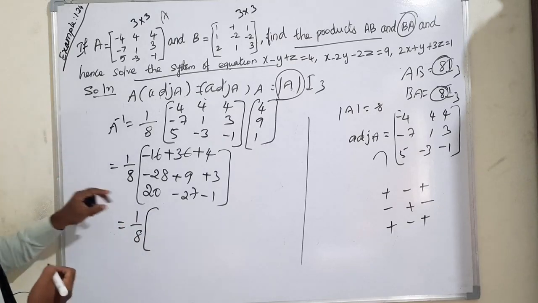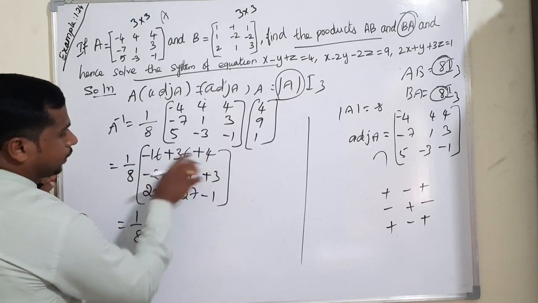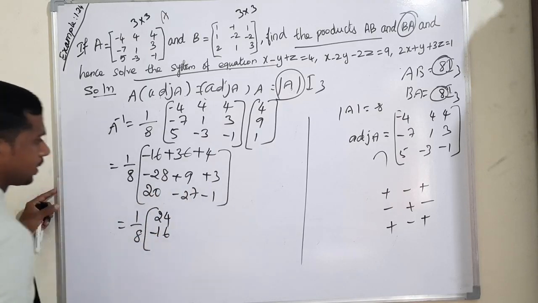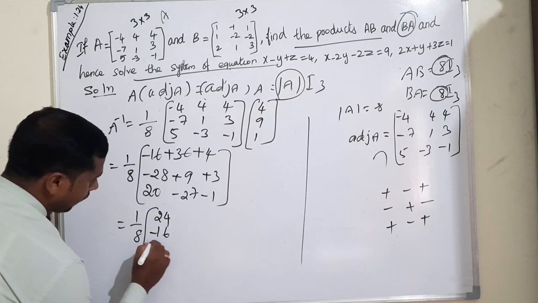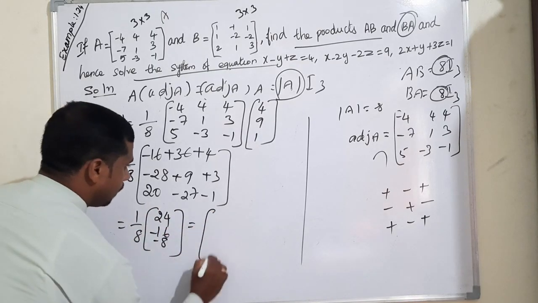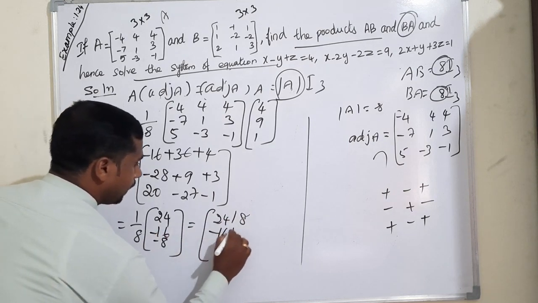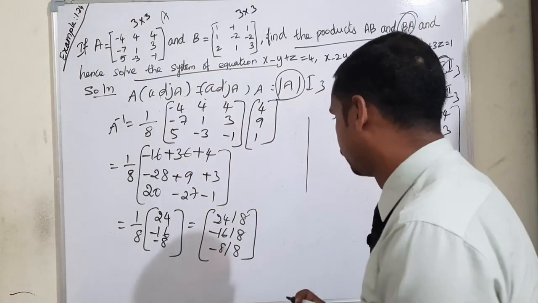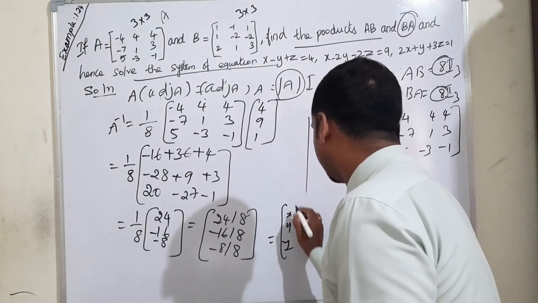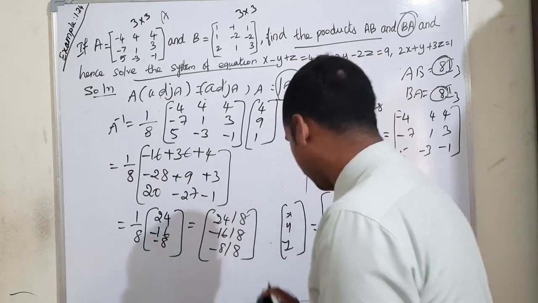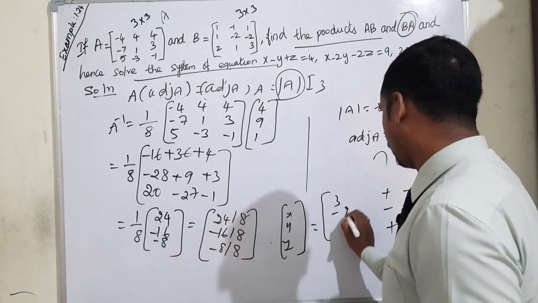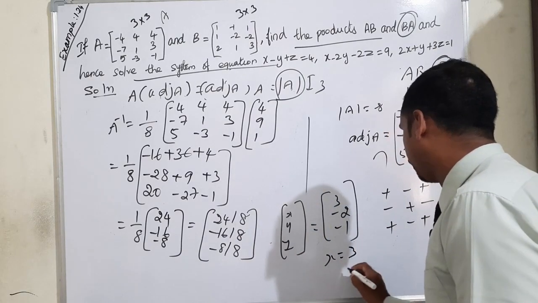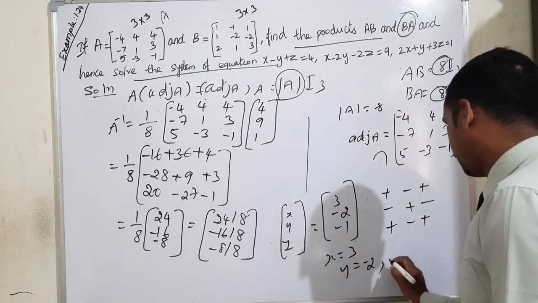Again 1 by 8. So see, 36 plus 4, 40. 40 minus 16 means positive 24. Again, 9 plus 3, 12. 12 minus 28 means minus 16. Here, minus 28, plus 20, 3 minus 27, minus 1, definitely minus 8 is there. Each and every time, divide by 8. This is 24 divided by 8, minus 16 divided by 8, minus 8 divided by 8. Therefore x, y, z is equal to 24 divided by 8, 3 will come, minus 16 divided by 8, minus 2 will come, minus 8 by 8 means minus 1 will come. So from this, x is equal to positive 3, y is minus 2, then z is minus 1.